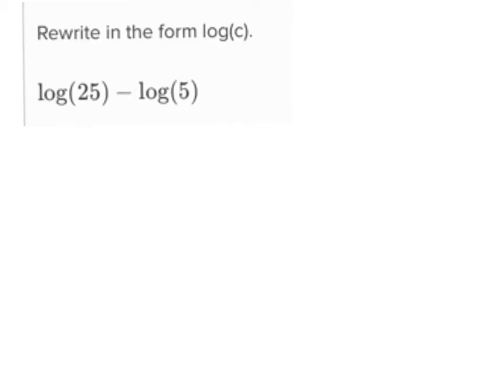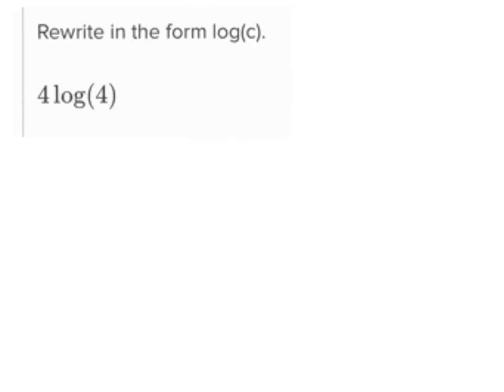So I've got log base 10 of 25 minus the log base 10 of 5. Since I'm subtracting, I can divide. So I'll have log base 10 of 25 divided by 5, which is the same as log base 10 of 5. Notice that since it's log base 10, I don't write the 10. If it were any other base, I would write it. Okay, so this problem brings me to a property that I hadn't showed you yet.